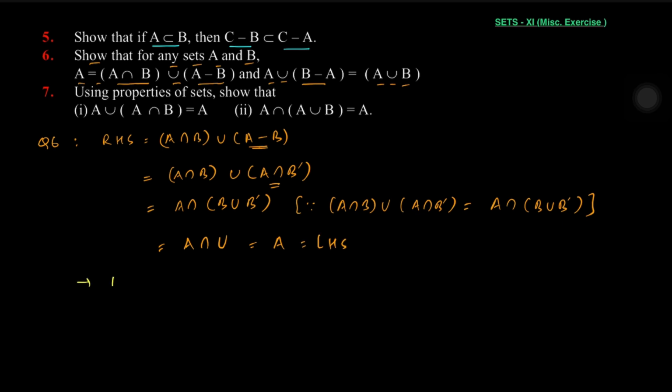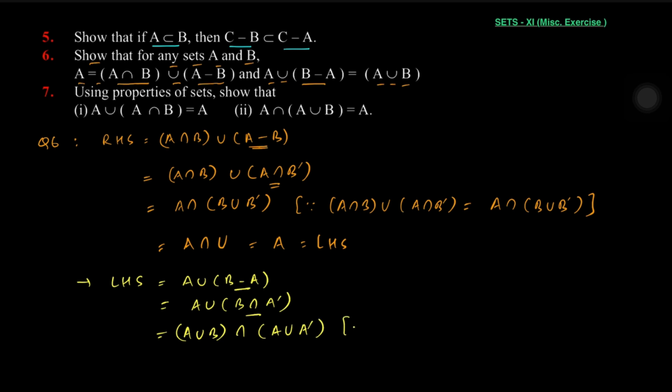Now let us take the left hand side of the second part, which is A union (B minus A). Now this will be equal to A union (B intersection A complement), because these two are one and the same thing. Now this will be equal to (A union B) intersection (A union A complement).